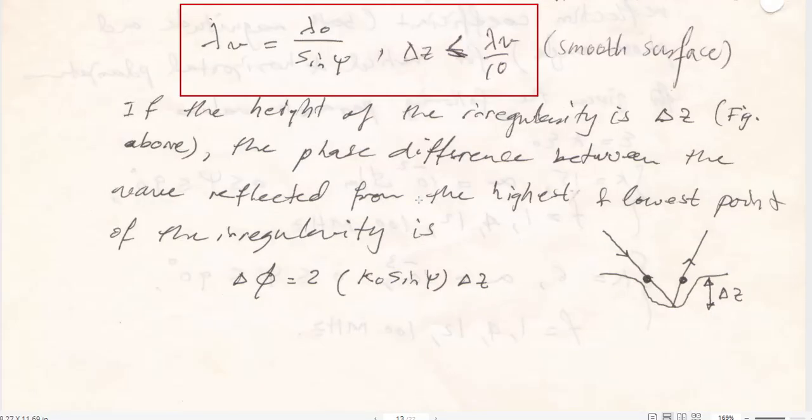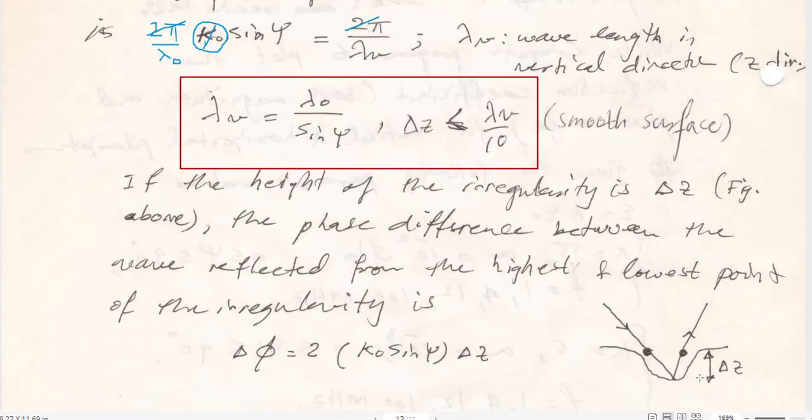Now the phase variation due to the vertical variation in the earth, from this point to this point, is equal to 2 delta z, because we have delta z here and delta z here. Delta z to go down and delta z to go up. And k vertical, which is k0 times sine psi. This is the total phase variation.